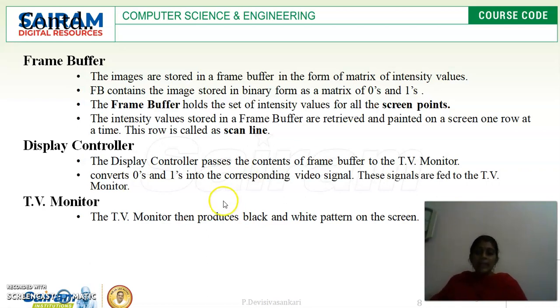Okay, and the second component is the display controller. The display controller is used to pass the content of the frame buffer to the TV monitor. It is used to convert the zeros and ones into the corresponding video signal. And finally, the TV monitor will produce the pattern, meaning the size of the object or the entire object or the picture. Okay, it produces the final outcome.